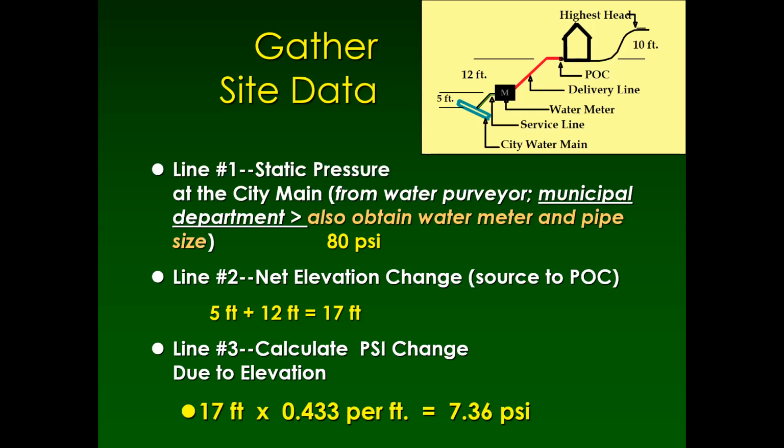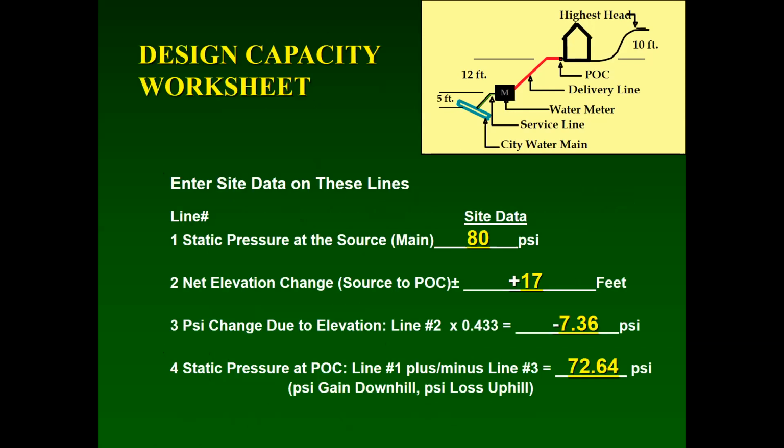So you should get 7.36 PSI. So number 4, again, looking at the bottom of this, number 4 is our static pressure at our point of connection. What do we have at our point of connection when we start putting irrigation onto this? It's going to be 80 minus 7.36, because we are going uphill, so it's a negative number. So we should have 72.64 PSI available to us at our point of connection, and that's static pressure, not dynamic.